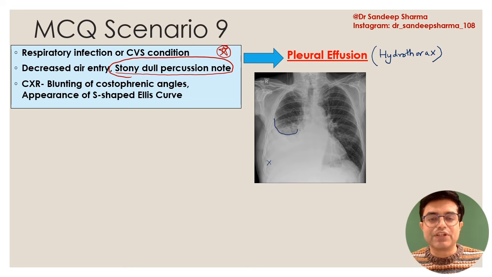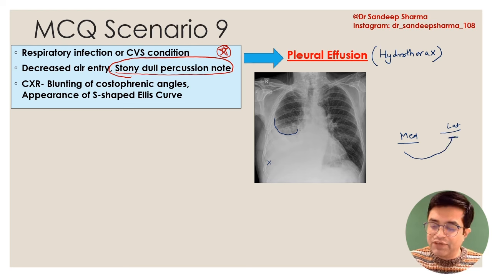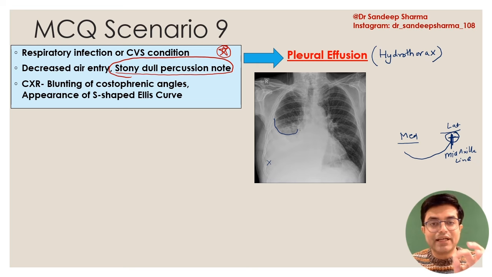What is the meaning of S-shaped? Whenever fluid collects and you do an upright posteroanterior view X-ray in the patient, you will find that the fluid column is not straight. The fluid column is always moving. If this is the medial side and this is the lateral side, lateral meaning to the outside, there will always be a curve present like this. And the peak of that curve will be attained in the mid-axillary line. So in the very center of the axilla, in the mid-axillary line, you will have the peak. This is what you call the S-shaped Ellis curve.